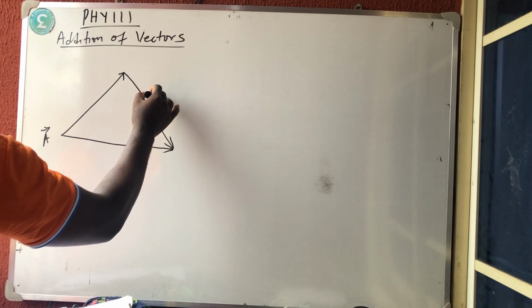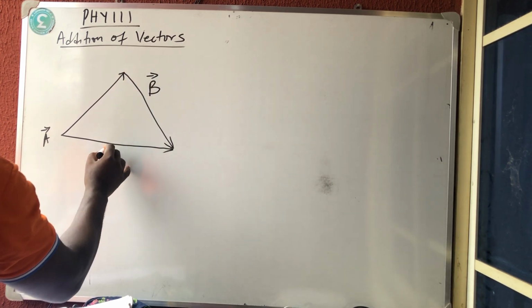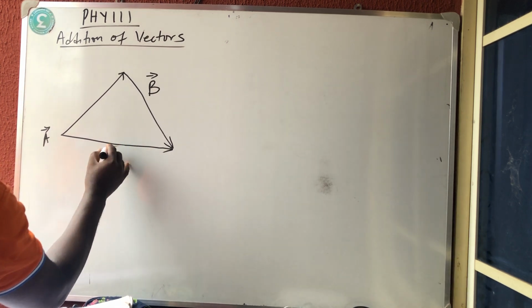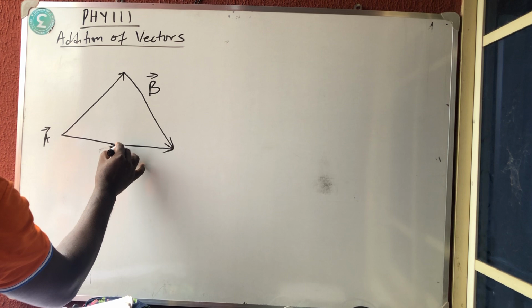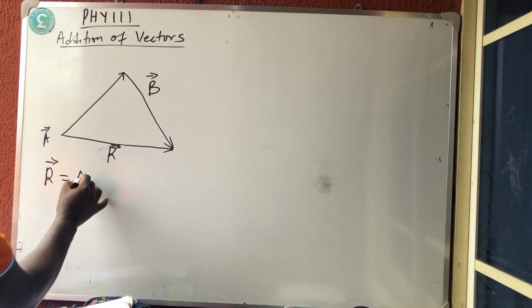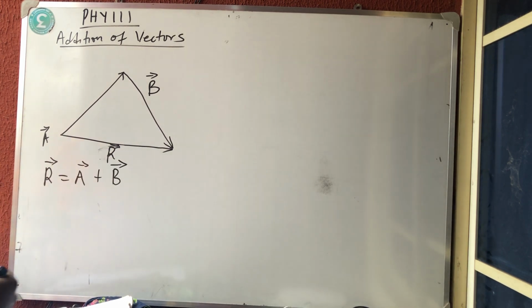So this is vector P, and this is their resultant. Their resultant is called the resultant vector. Their resultant is the solution. Which means the resultant R is simply vector A plus what? Vector B. As simple as that. Vector A plus vector B.